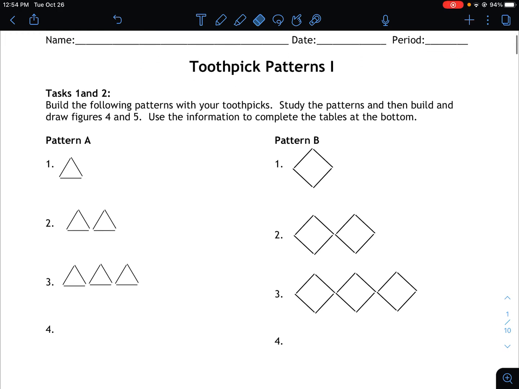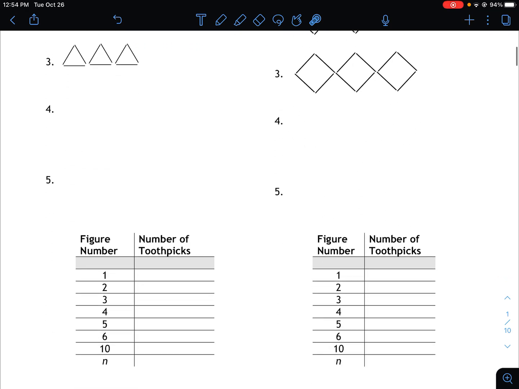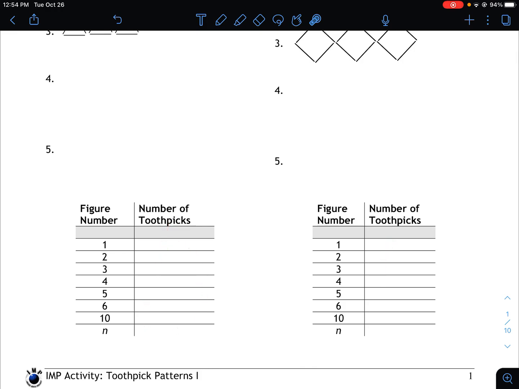In this video, we are going to study functions by looking at toothpick patterns. Let's begin. So we need to build the following patterns with toothpicks. We're going to study these patterns and then build and draw figures 4 and 5, use our information, and then complete the table at the very bottom. So this table down here.